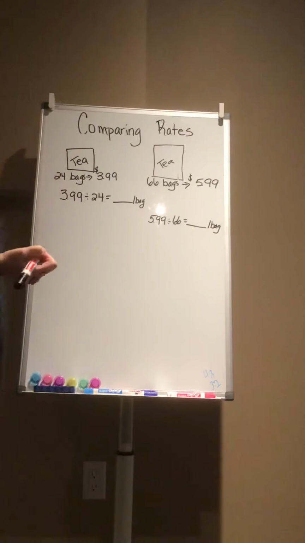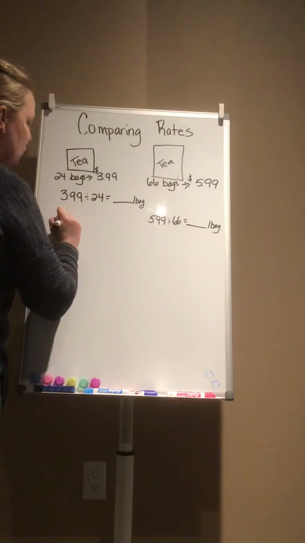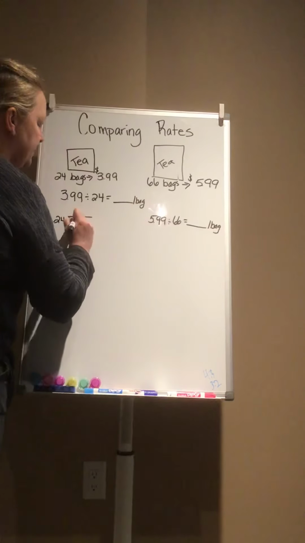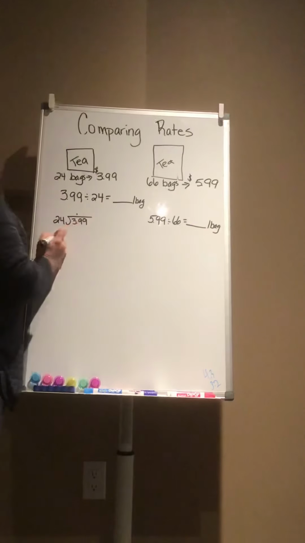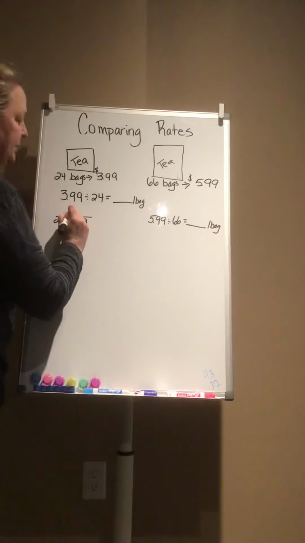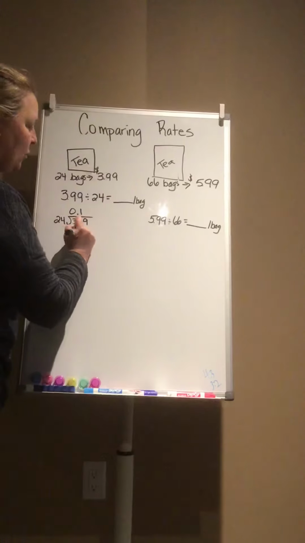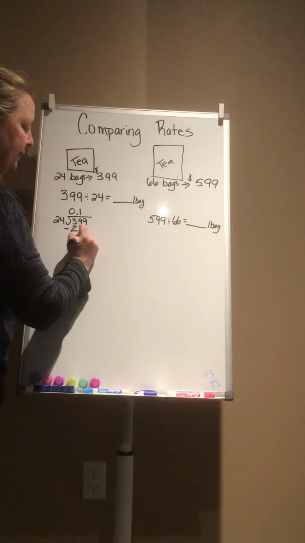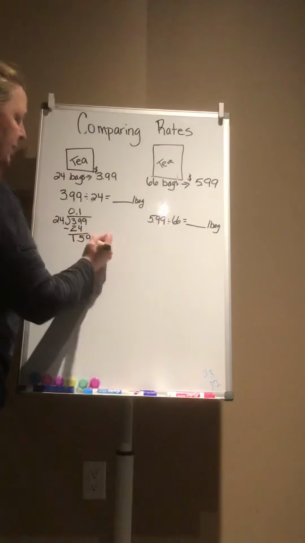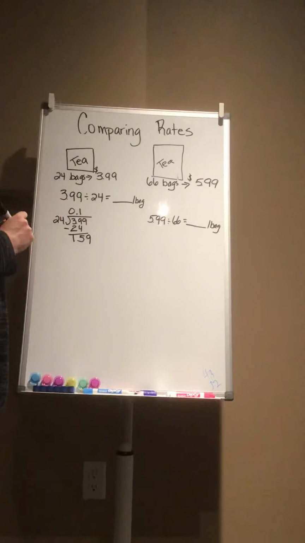Now, I didn't bring my calculator down with me, so I'm going to have to do this longhand. So I have 24 into $3.99. I'm going to put that decimal place up. Well, I know 24 doesn't go into 3. And I know 24 goes into 39 once. And when I subtract, I get 5, 1, 9. And now I need to find out how many times 24 is going to go into 159.